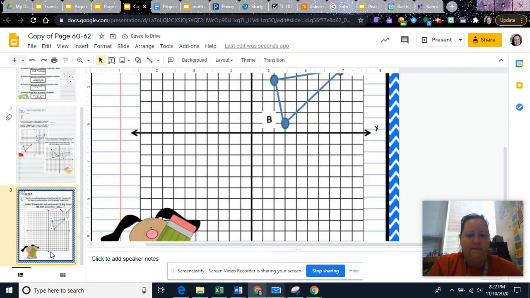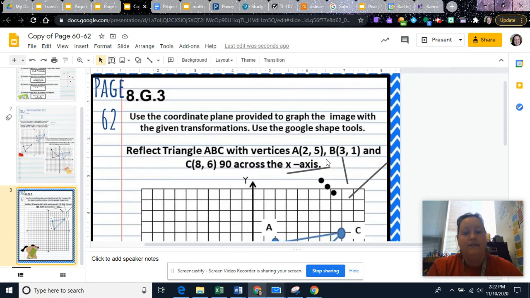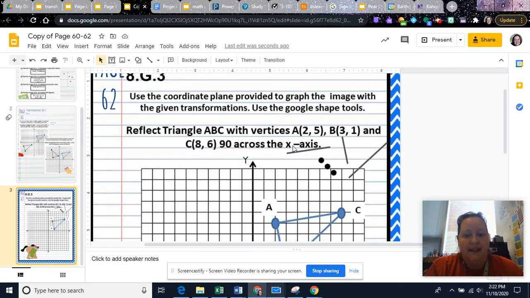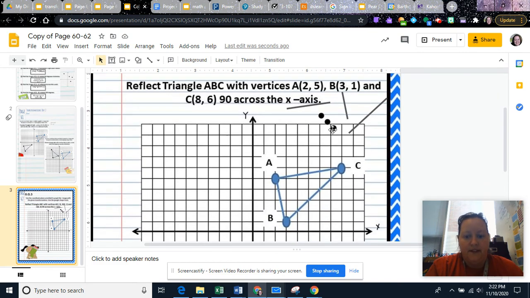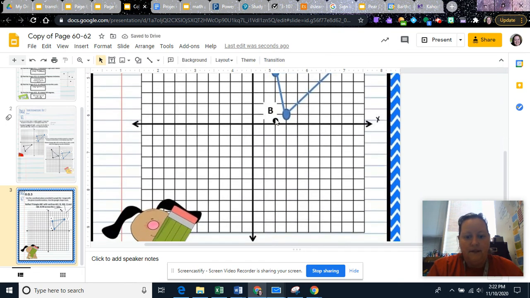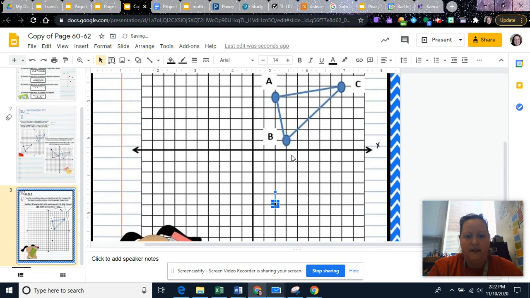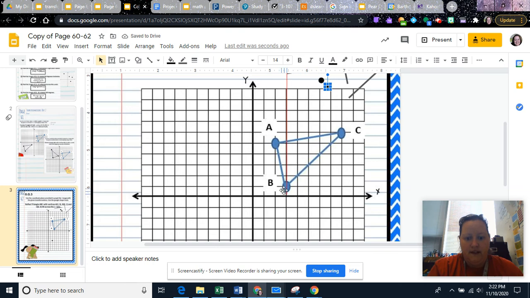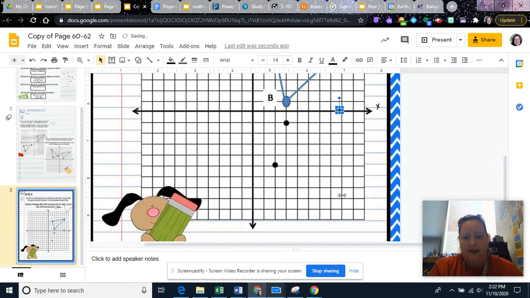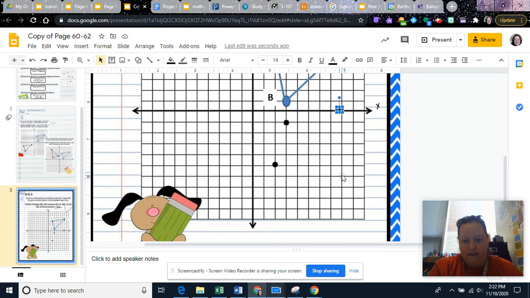Let's do one more. This one, we are going to reflect on the x-axis. So for this, if you start here, A is 1, 2, 3, 4, 5 away from the x-axis. So that means it needs to be 5 below. 1, 2, 3, 4, 5. B is 1 above, so it needs to be 1 below. And then C is 1, 2, 3, 4, 5, 6 above. And so it needs to come to 6 below. 1, 2, 3, 4, 5, 6.